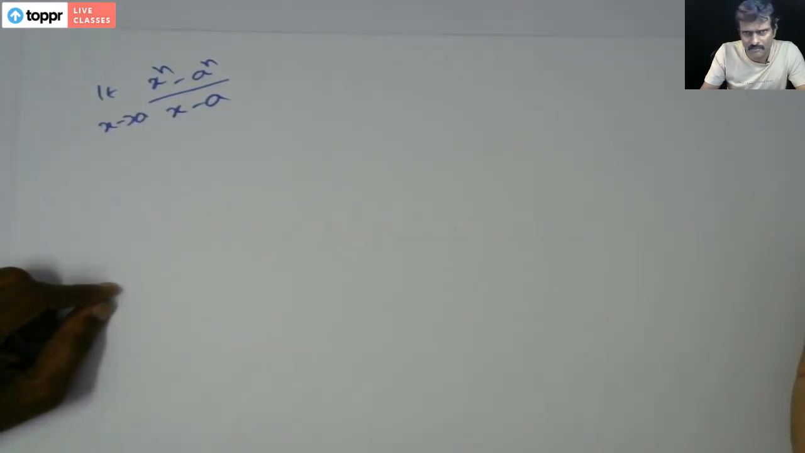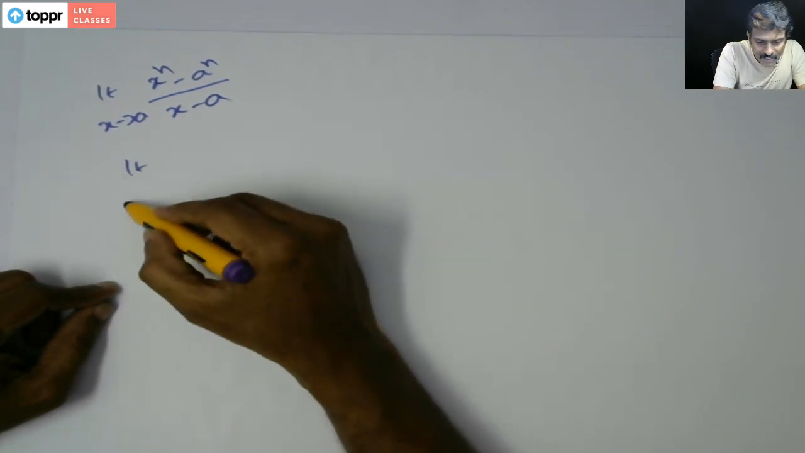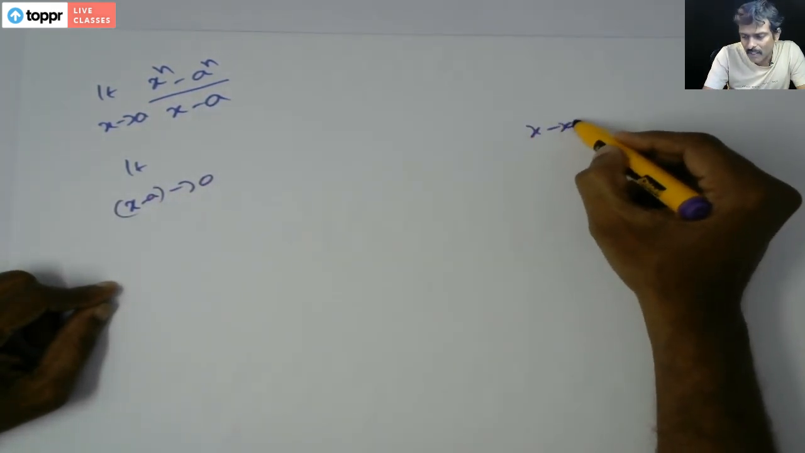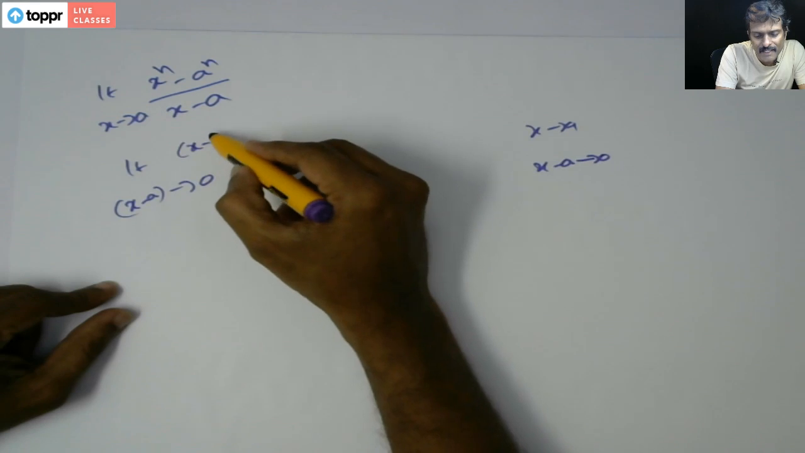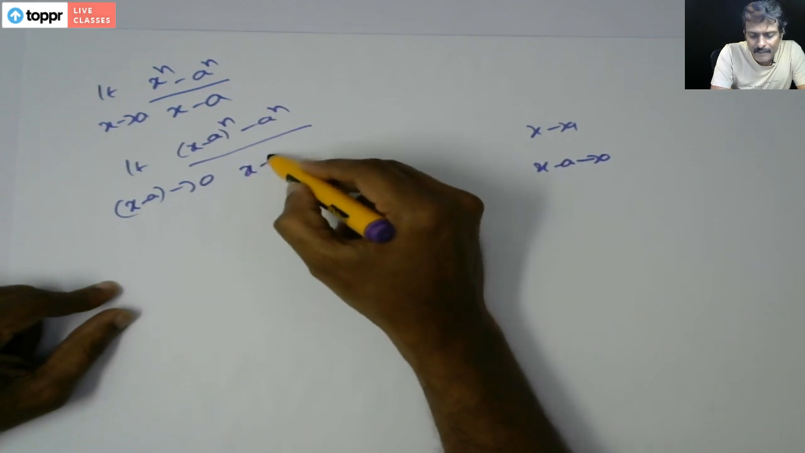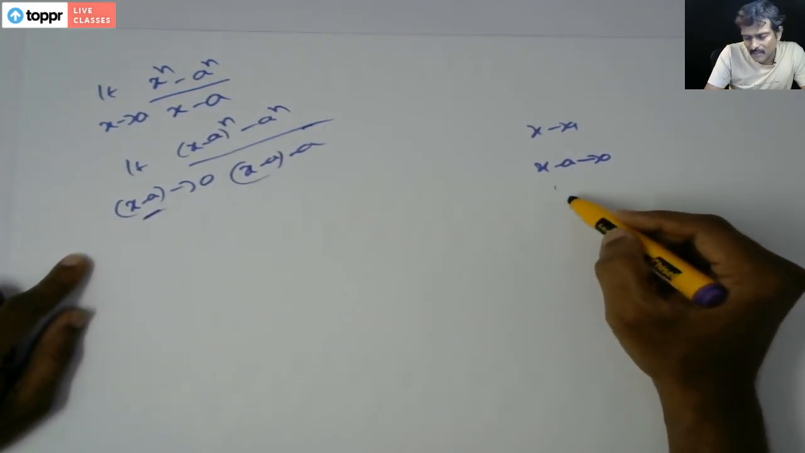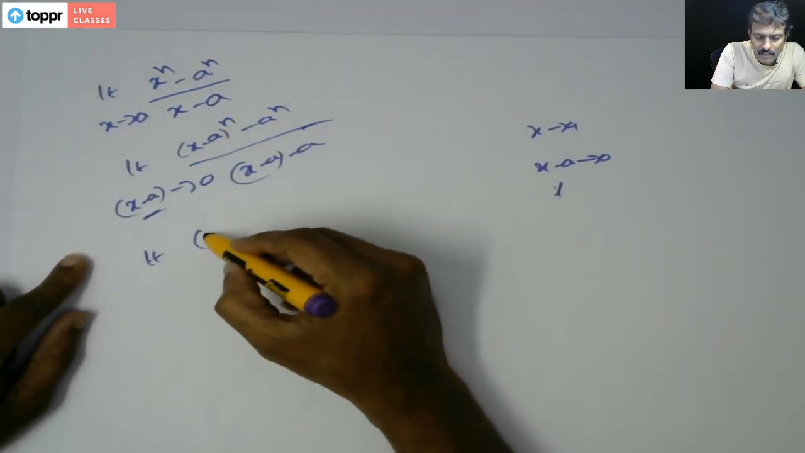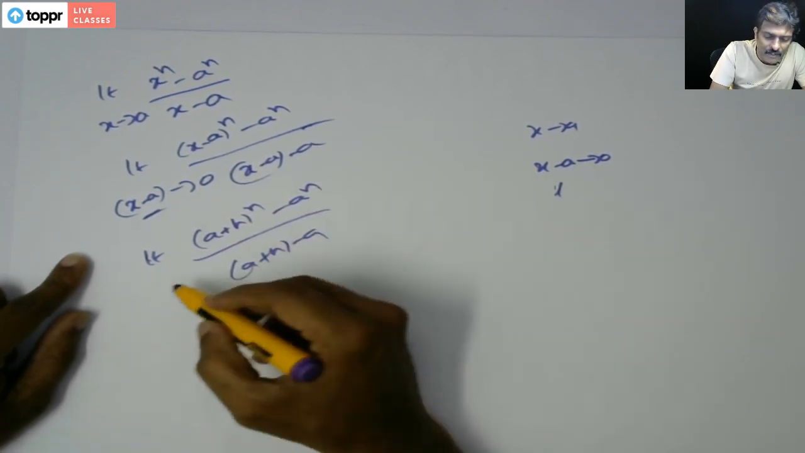You can use an algebraic rule. When I say x tends to a, I can simply say x minus a tends to 0, right? If x tends to a, x minus a will be 0. So I can write this as (x - a + a)^n - a^n over (x - a), or simply treat x minus a as a small value h. Then the limit is ((a + h)^n - a^n) / ((a + h) - a), where h tends to 0.